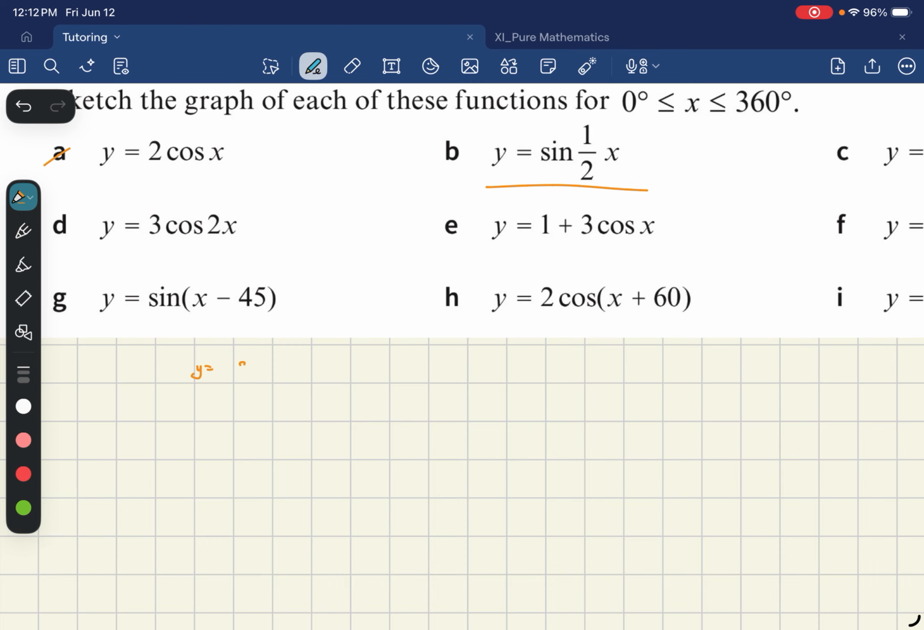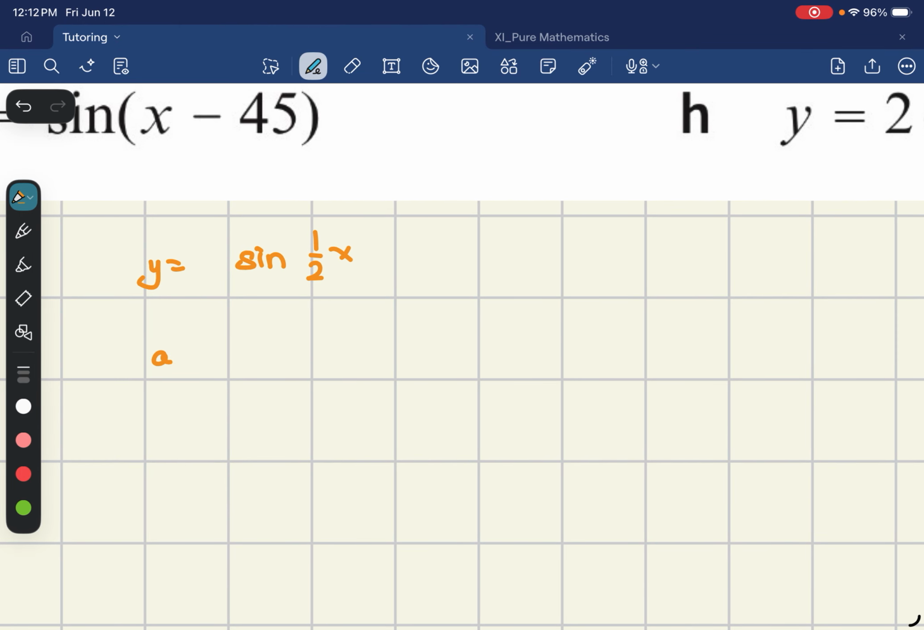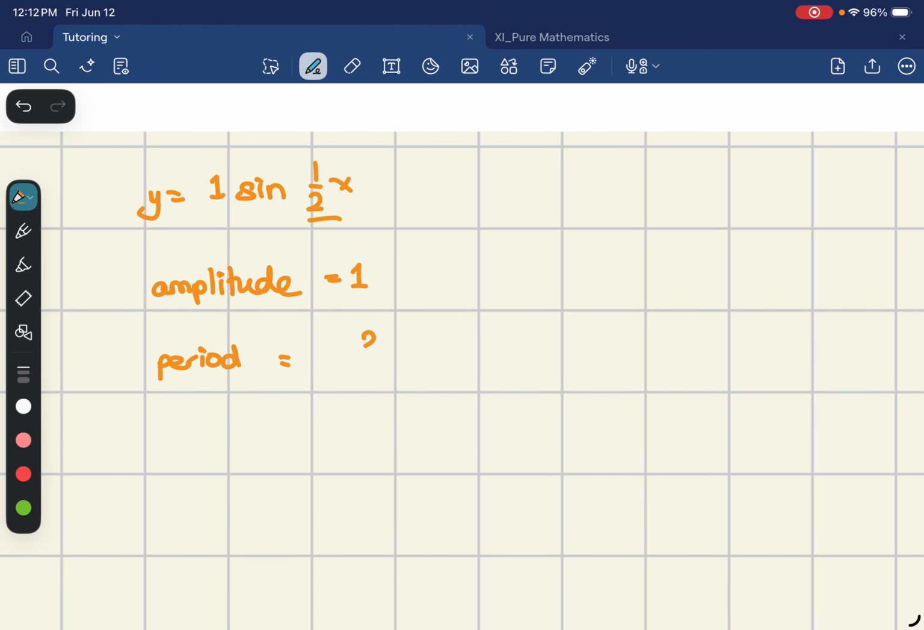Y is equal to sine half x. What is the amplitude? Well, my amplitude is still 1, right? Because it's just 1 multiplying. What is my period? Period is, well, 2 pi divided by half. And that gives me 4 pi. So rather than repeating every 2 pi, my graph repeats every 4 pi units.